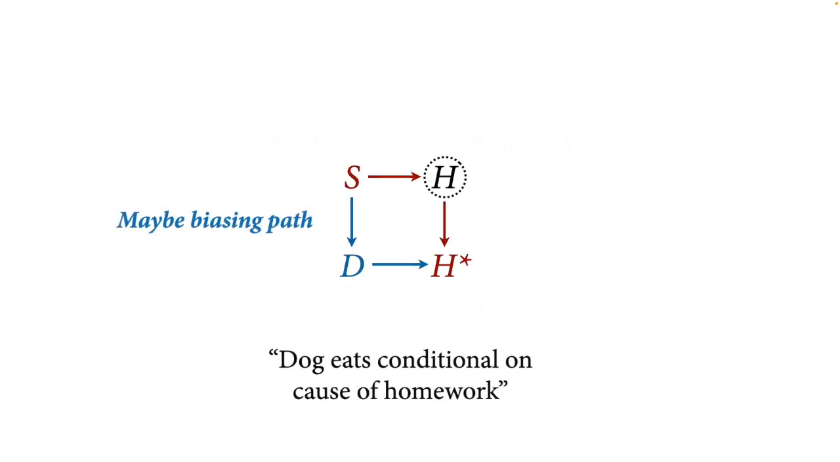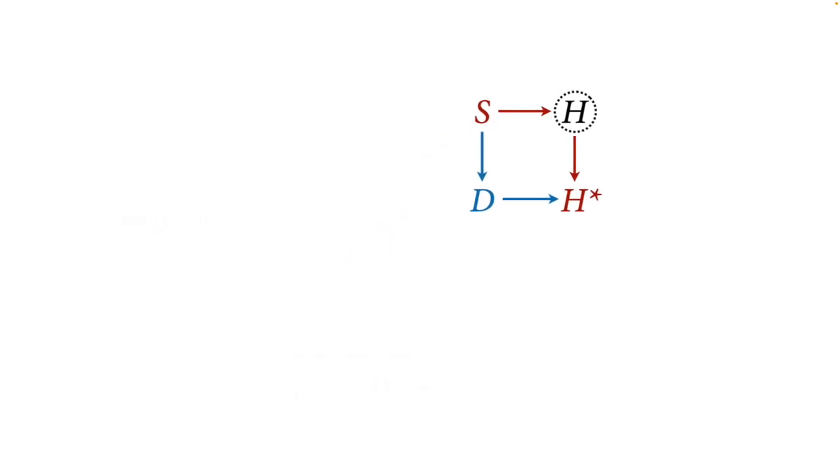This is a possibly biasing path. We're ignoring the missingness mechanism. That is, the reasons the dog eats some homework and not others could result in confounding in the general sense, the plain English sense that I often use it, meaning that you will be misled. So this is a possibly biasing path. The way you could think about this kind of DAG is that the dog eats conditional on the cause of homework. Some cause. It doesn't have to be the student, but the student in this case is the cause we're interested in, and so this is the most alarming sort of situation.